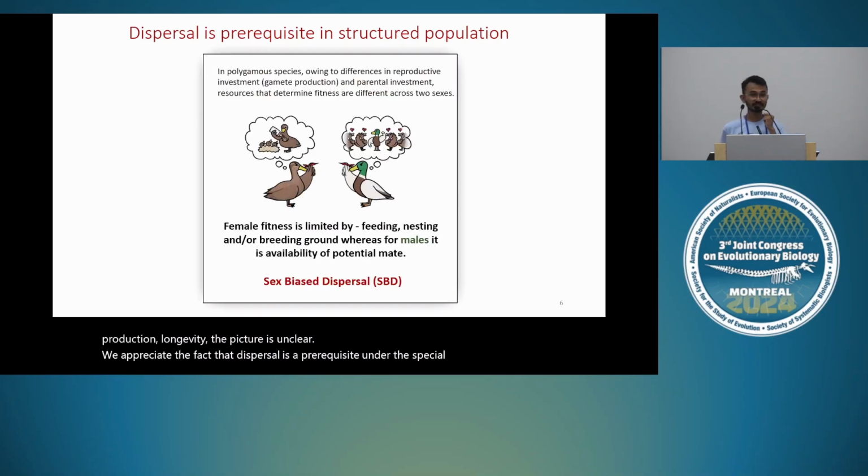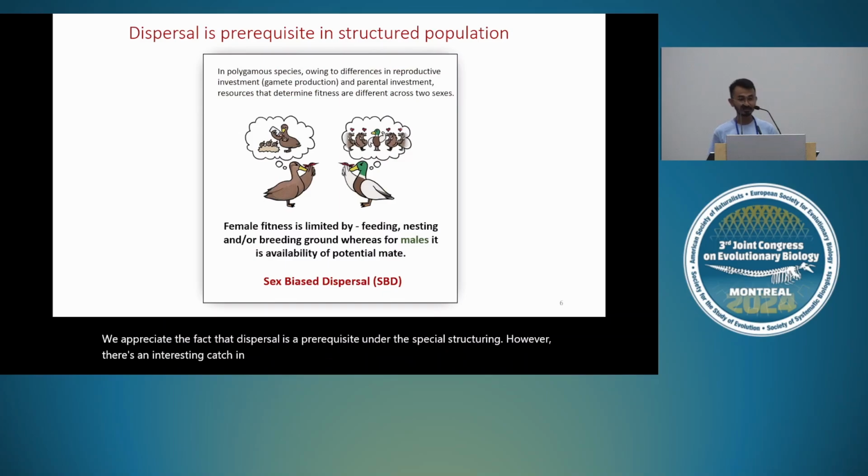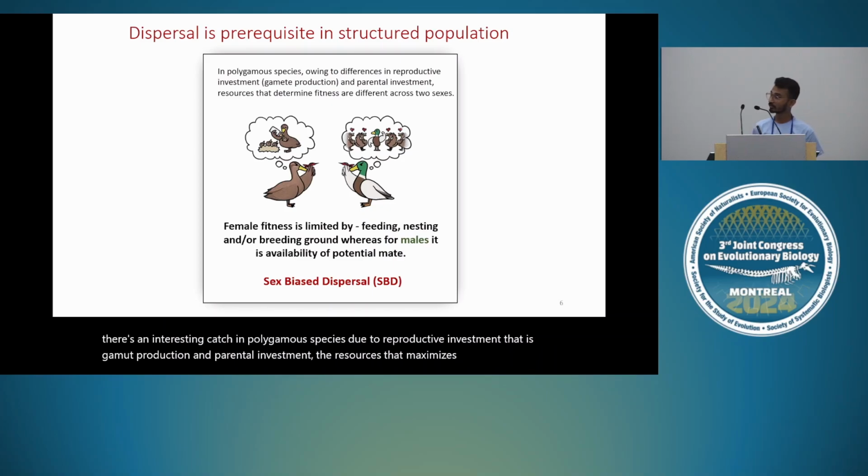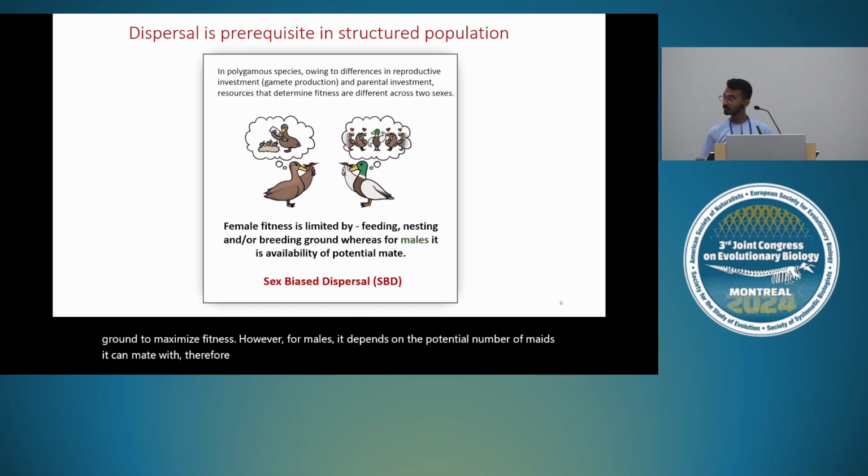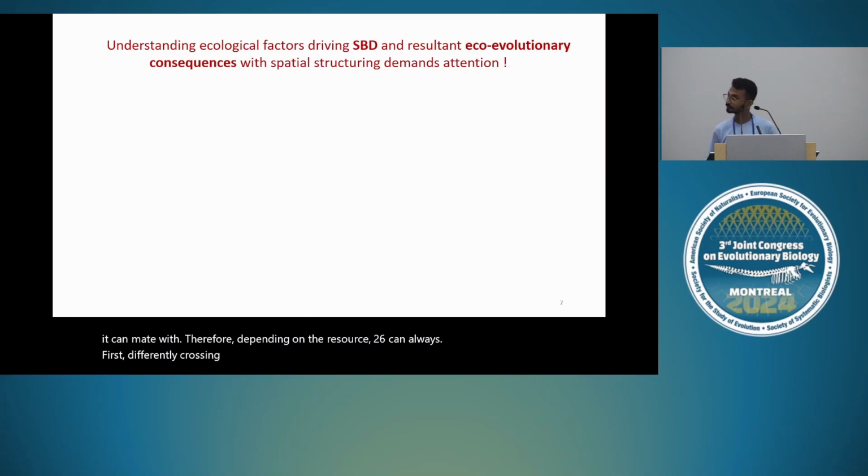However, there is an interesting catch. In polygamous species, due to reproductive investment, that is gamete production, and parental investment, the resources that maximize fitness differ across males and females. For females, it is important to have feeding, nesting and breeding grounds to maximize fitness. For males, it depends on the potential number of mates it can mate with. Therefore, depending on the resource, the two sexes can disperse differently, causing sex-biased dispersal.